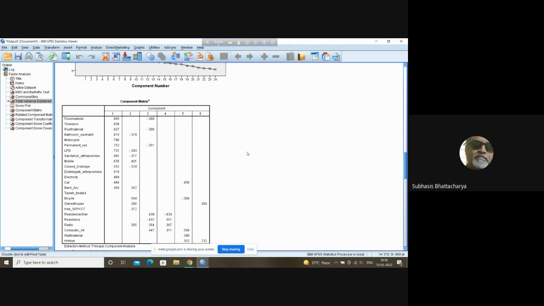The original variable is known as floor material, made of cement. This is an important variable. Television is the next important issue. Roof material is the third important issue. This is what we have to do with the principal components: selection of such kinds of variables can be done with the help of principal component analysis.